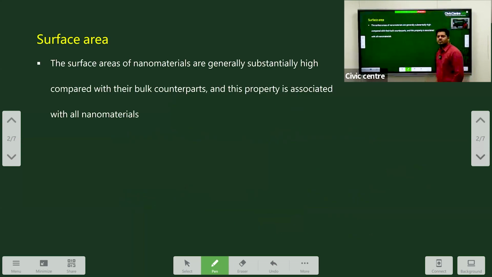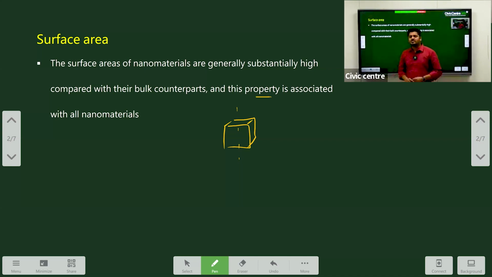The first one, as I told you, the nanomaterials are going to have increased surface area. The surface area of nanomaterials is generally substantially high compared to the bulk materials, because as we keep cutting the materials, the surface area is going to increase. I have explained this concept in one of the previous videos. You can watch it. And this property is associated with all the nanomaterials because we are going to cut the materials, right?